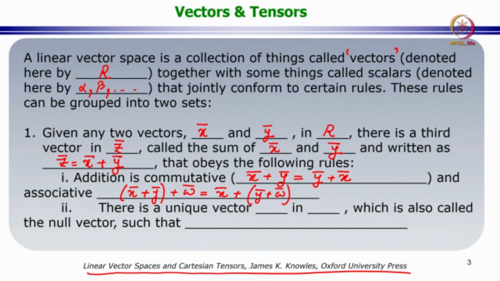Further, we also specify that there is a unique vector, which we will call 0 with a bar over it, in R, which is also called the null vector. It is a null vector such that if you do a sum of any vector x with this null vector, it always results in the same vector x. So these are the rules for addition.